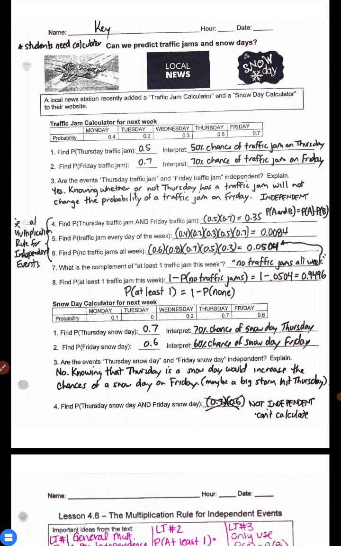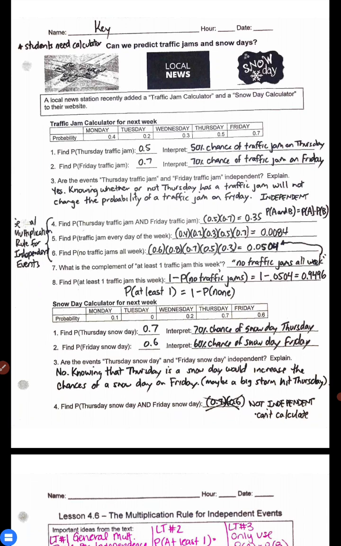Well, what does the word independent mean? If you think about the way we use it in normal language, if I say I am an independent person, it means I don't rely on other people. And it means something similar in probability. What it means is that Friday's events don't depend on what happens on Thursday. They don't rely on Thursday. So knowing whether or not there was a traffic jam on Thursday doesn't change the probability of a traffic jam on Friday.